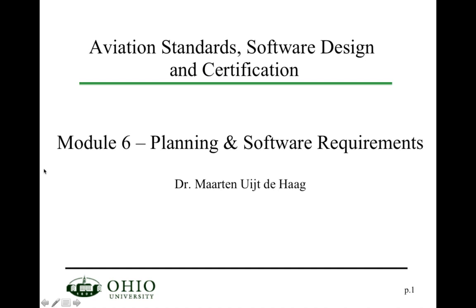So in this module we're going to talk about two topics. One is the planning activities that you would have to do for a typical software package for a safety critical system using, for example, EE6083. And then the second portion is we're going to talk about software requirements, and also those high-level requirements that we talked about.